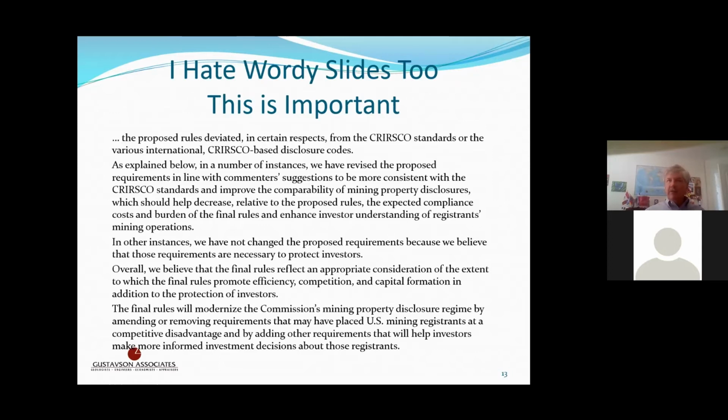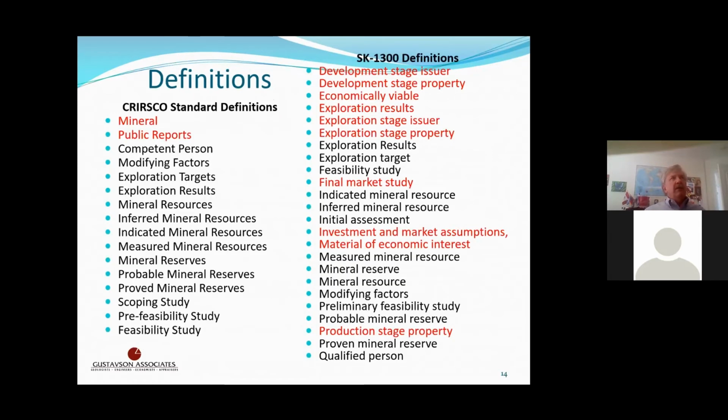So the CRIRSCO standard definitions were changed somewhat. I have read them several times. I'm not sure that there's a lot that's material in them, but you need to be careful. I will say this more than once. Please read the standard. Please read the rule.